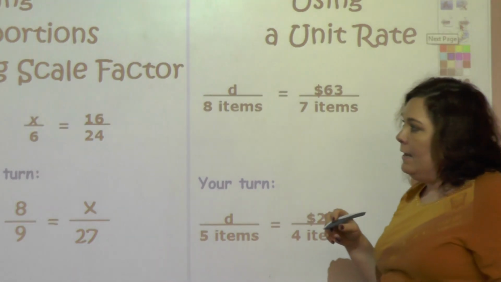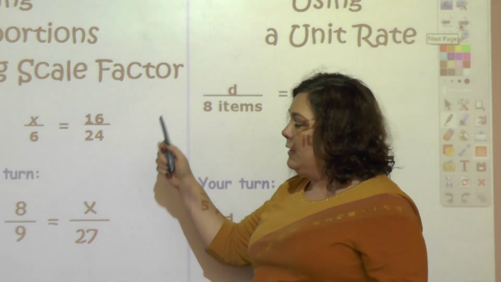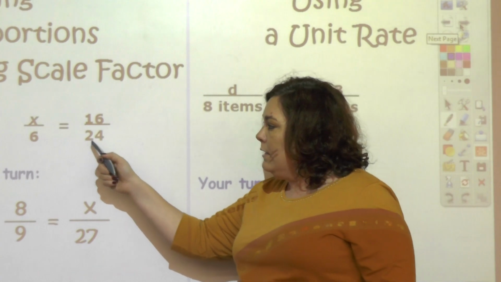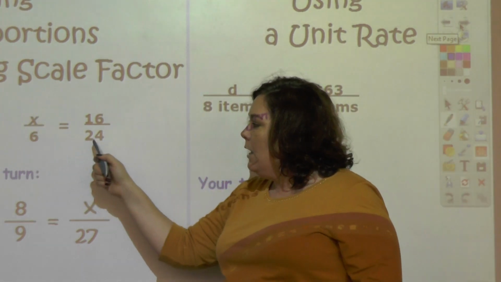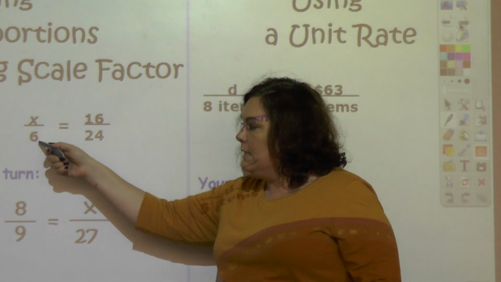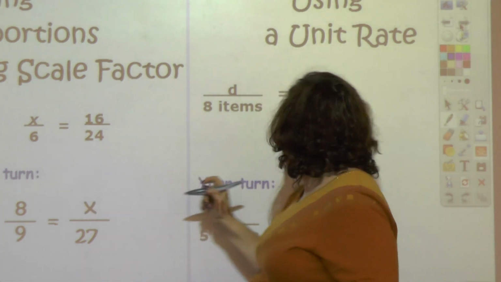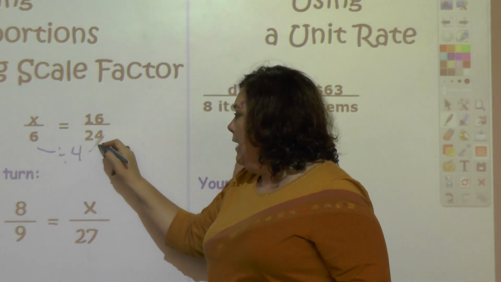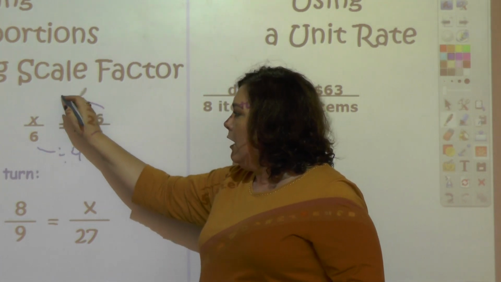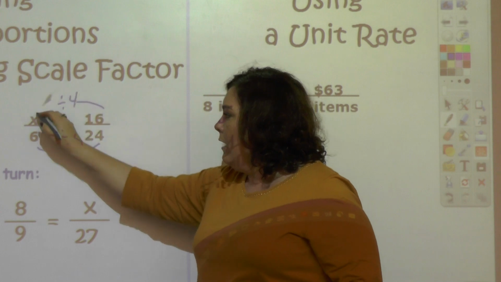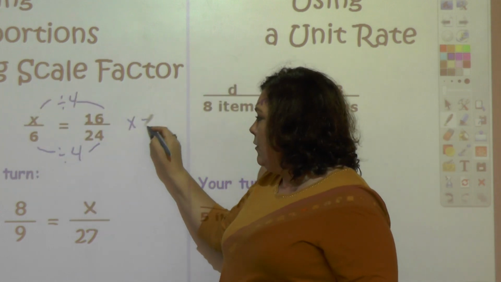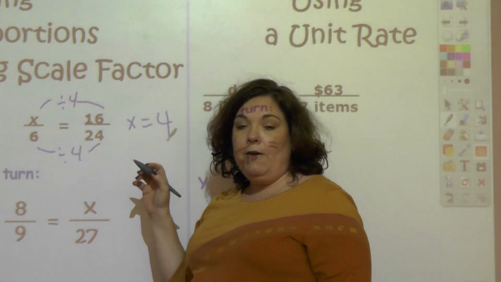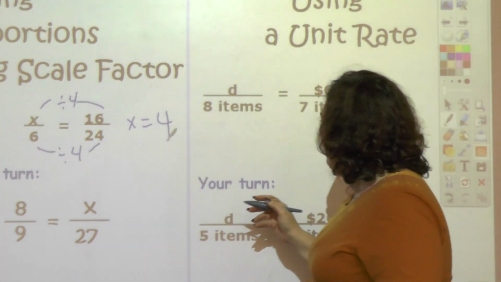Another way of solving proportions is using a scale factor. Whenever you look at this, you go, okay, here's my x. I'm going from 24 to 6, so I divide by 4. And whatever I do to the bottom, I do to the top, divide by 4, and I would get x equals 4. I can do that whenever the scale factor works with a proportion.